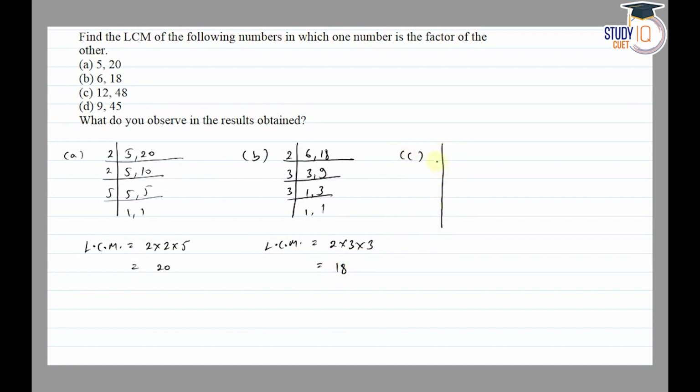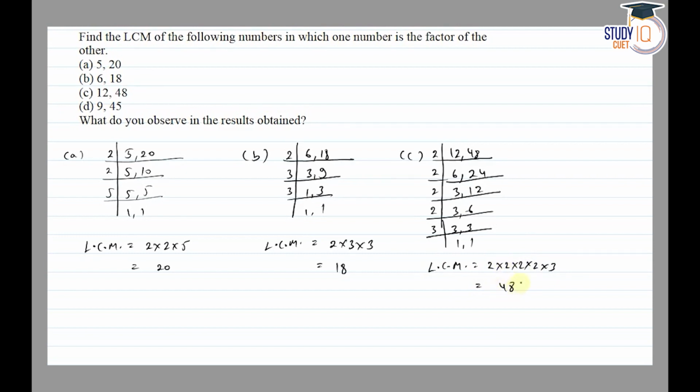Part C we have 12, 48. 6, 3, 3, then 3. So the LCM will be 2 into 2 into 2 into 2 into 3. So this will be 3 2s are 6, 2s are 12, 2s are 24, 2s are 48.